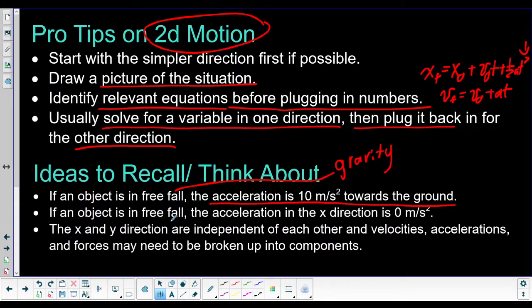An object is in free fall. If an object is in free fall, the acceleration in the x direction is 0. And this is assuming you're using regular x and y, like x is horizontal, y is up and down.